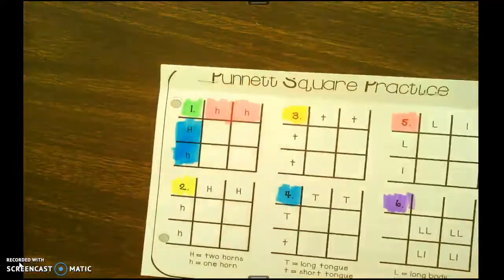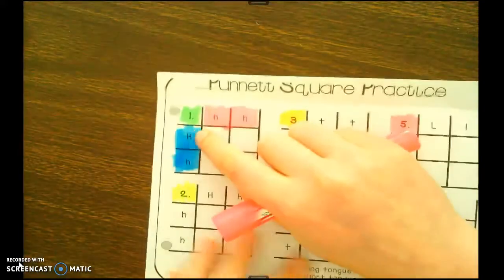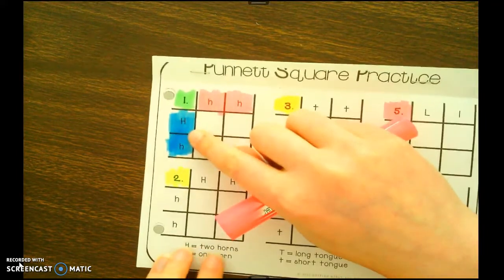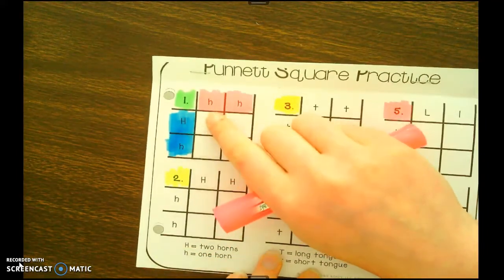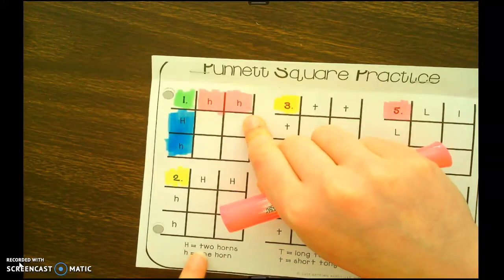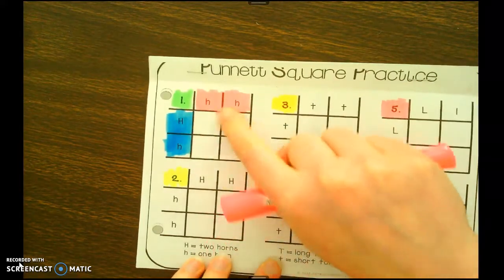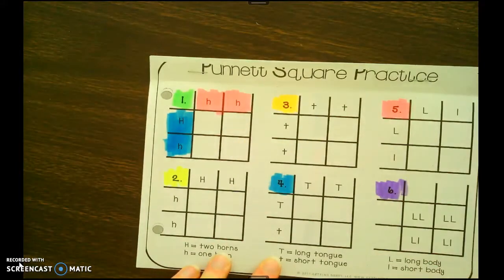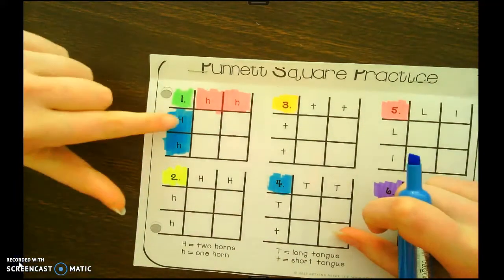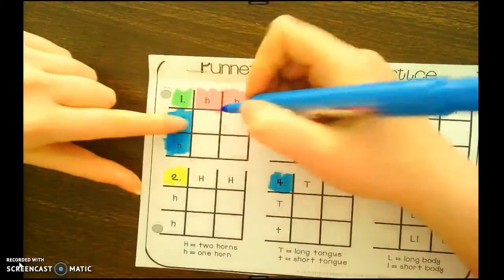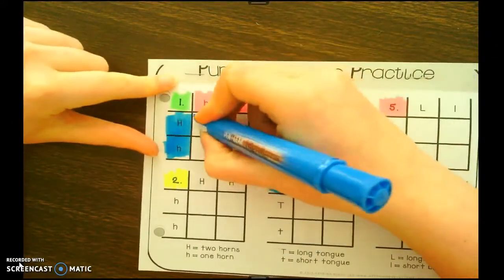So our job is to determine if we have a big H, little h, heterozygous parent that has 2 horns, and it's crossed with a homozygous recessive parent, so that parent only has 1 horn, what's the probability for their children, for their offspring? Are they going to have 2 horns or 1 horn? So to fill in our Punnett square, I'm going to take the H that I see here, and I'm going to put it in my first block.